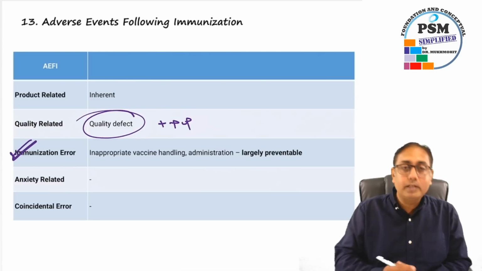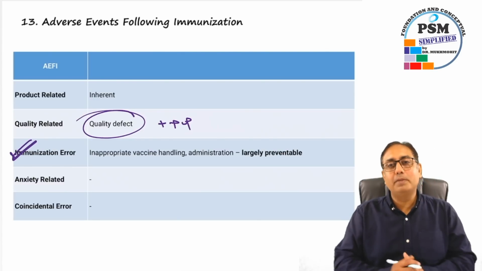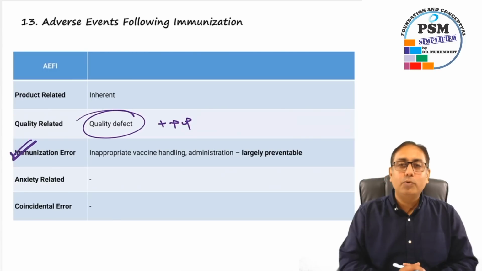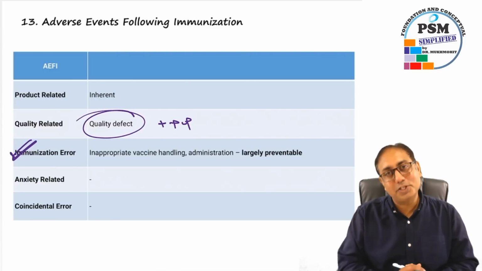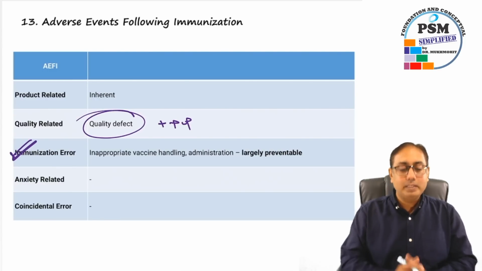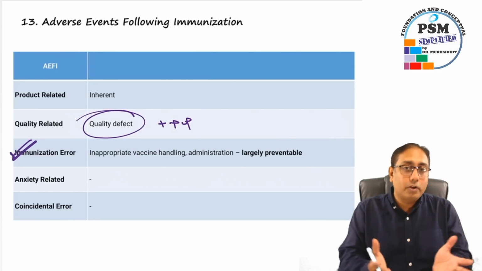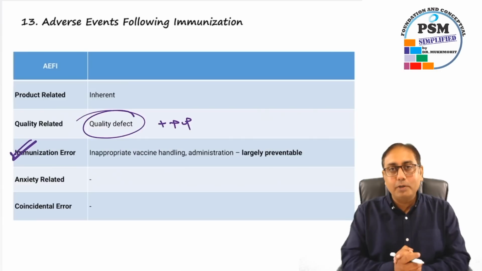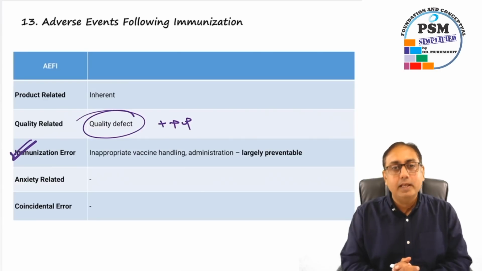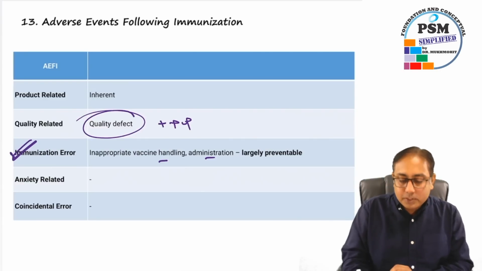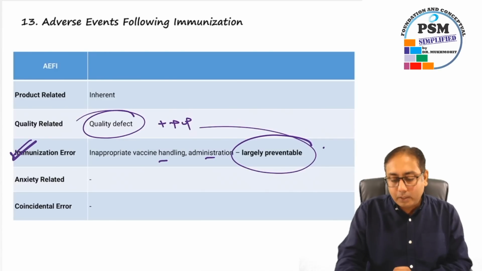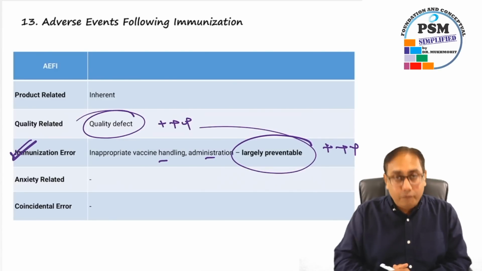Next, the most common errors which can happen in the program are the immunization errors. It was earlier called programmatic errors, but now we have changed the name to immunization errors. Immunization errors mean the people who are giving immunization are not properly trained, or are not able to handle the vaccine with the cold chain. There is improper handling or administration. It is largely preventable. The government of India takes this also very seriously, and this is one of the most common AEFIs in our country.